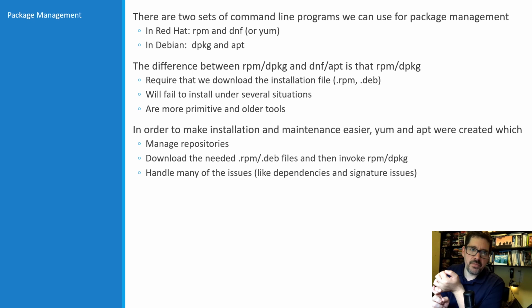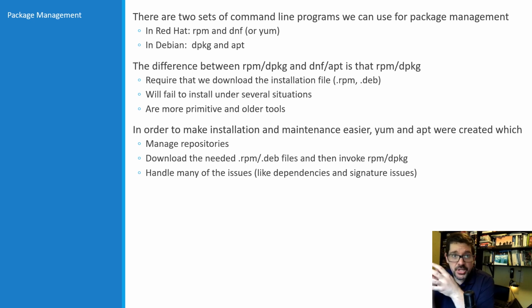But the difference between using RPM and dpkg versus DNF and apt is that RPM and dpkg are just for installing the packages, right? It's for extracting what's in that package, and that's all it will do. It understands dependencies, but it will not ensure those dependencies for you. It'll just tell you that, hey, you're missing a dependency. Also, you have to get the packages yourself when you run RPM or dpkg.